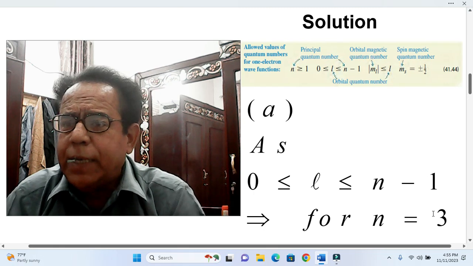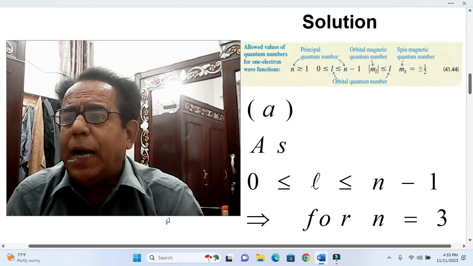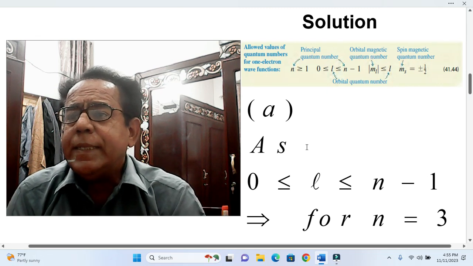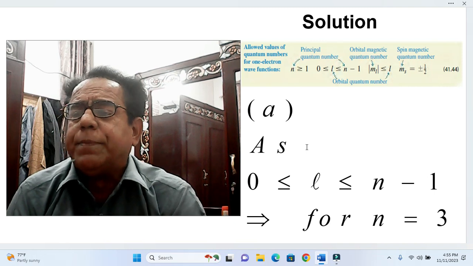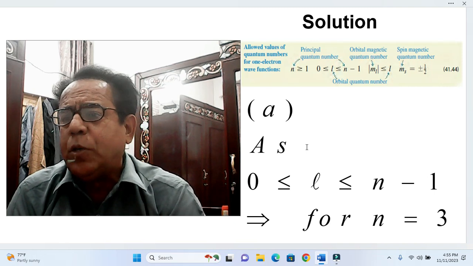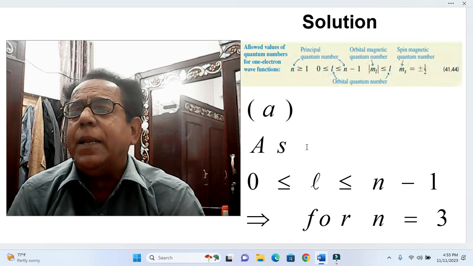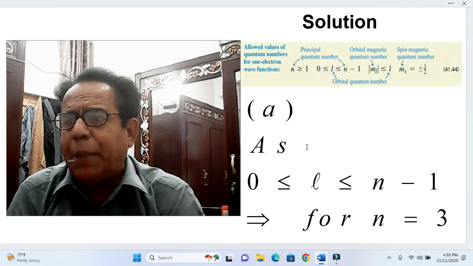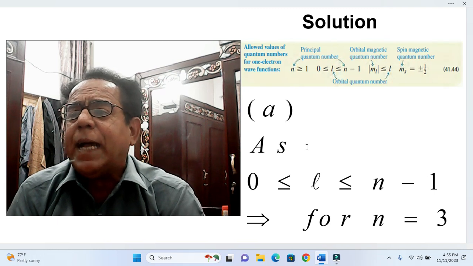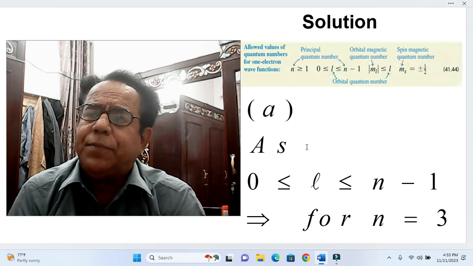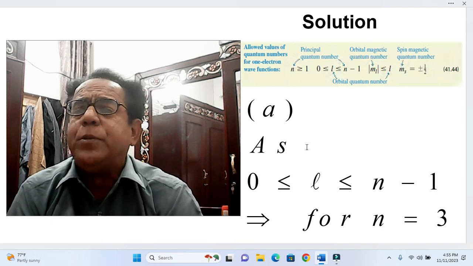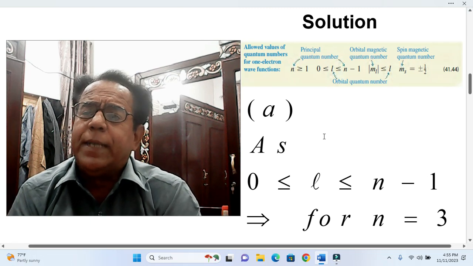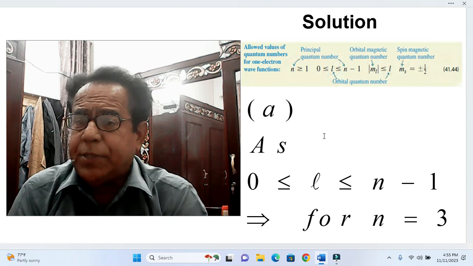Now we come towards small m subscript l. This is called the orbital magnetic quantum number. Its absolute value is either equal to or less than small l. Now we come towards the spin magnetic quantum number ms. This is either equal to plus half or minus half, so it is equal to plus minus 1 by 2. So dear students, in accordance with this snapshot we will solve this problem.